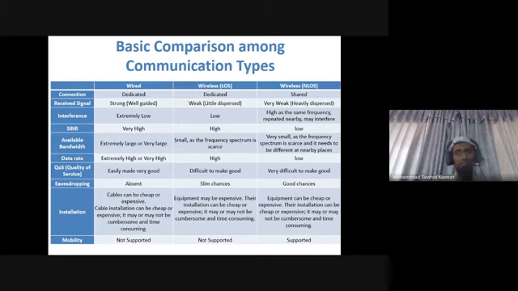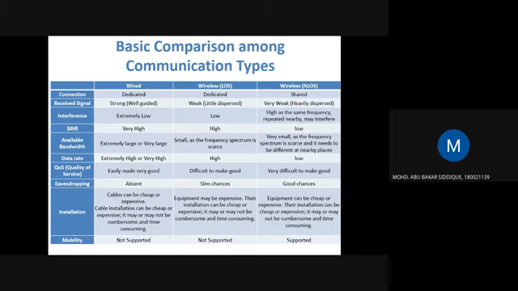Sir, when we are talking about interference, when you disperse the signal, there are lots of surfaces in the region. So doesn't it interfere with itself? Suppose a signal is reflecting from a building and another signal is reflecting from the opposite building, and they are interfering with each other. Doesn't that happen?